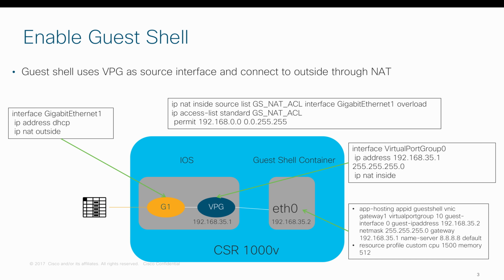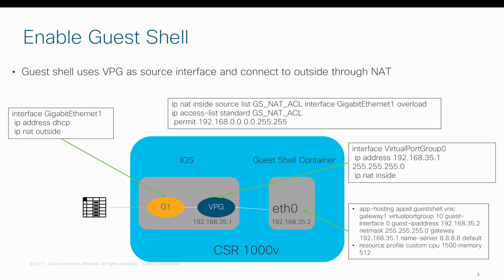First, we need to enable the GuestShell, and I will walk you through how to enable it on my CSR. Basically, it uses your virtual port group as a source interface and connects to the outside through a NAT. If you think about the CSR, it's nothing but a Linux box, and then you have your IOS running. This is the blue area, which is IOS. And you have your CSR interfaces, like local interfaces, GigabitEthernet1, GigabitEthernet2. The GuestShell actually is running in a Linux container. So now we have a container on the right side, which needs to be connected to IOS, because that's the way you access the container.